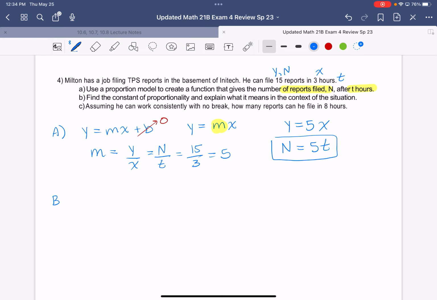Part B. Find the constant of proportionality and explain what it means in the context of the situation. So tell me, what piece of this is the constant of proportionality? Is it the n, is it the 5, or is it the t? It's the 5, right? So m equals 5 is the constant of proportionality.